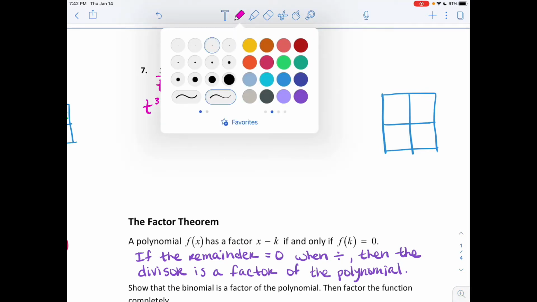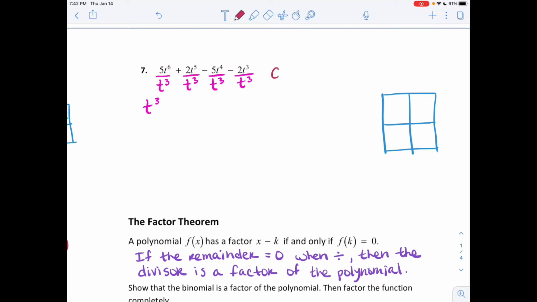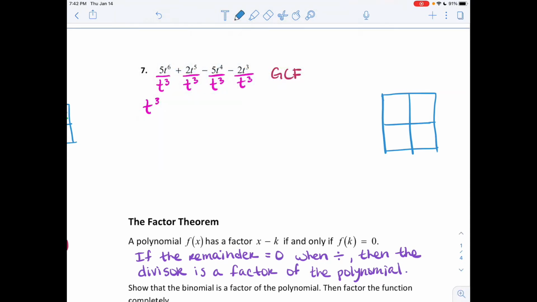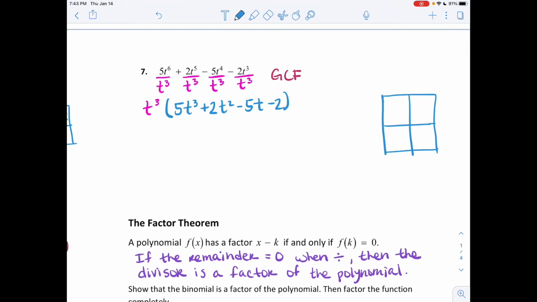So let's note that we're starting off with a GCF. Once I do that, I want to see what I have left, and I know based on having 4 terms that I'm going to be doing a factor box next. 5t cubed plus 2t squared minus 5t and minus 2. Let's put those terms into our factor box.